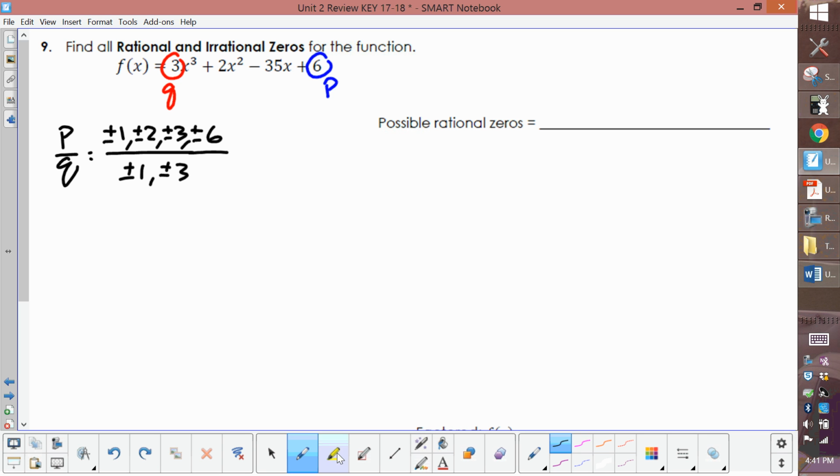Now I'm going to make as many fractions as humanly possible. For example, 1 over 1 is a fraction. 1 over 3 is a fraction. 2 over 1 is a fraction. 2 over 3 is a fraction. 3 over 1 is a fraction. You'll notice 3 over 3 is the same as 1, so I don't need to write it down twice. And then 6 over 1, and vice versa, 6 over 3. So I'm going to list those all out.